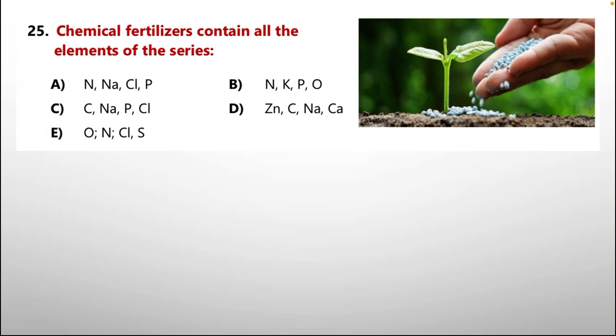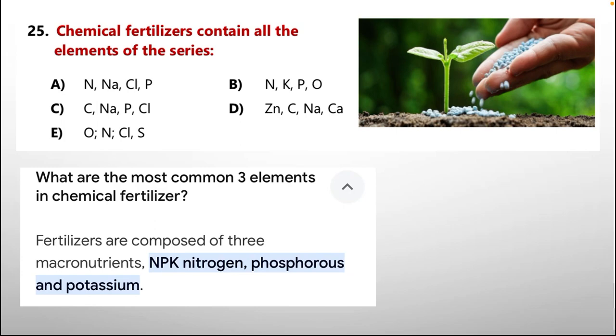Chemical fertilizers contain all the elements of the series A, B, C, D, E, N, Na, Cl, P. Different elements are given below. However, we are going to find the answer from Google, and what I have done is search for the three most common elements in chemical fertilizers. Fertilizers are composed of three macronutrients, NPK, and NPK is nitrogen, phosphorus and potassium. According to that, the correct option is option B.